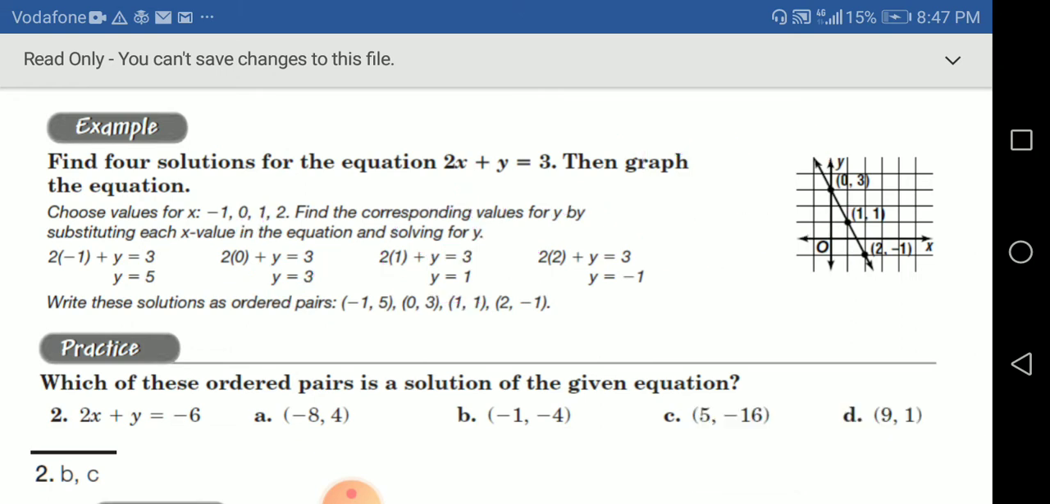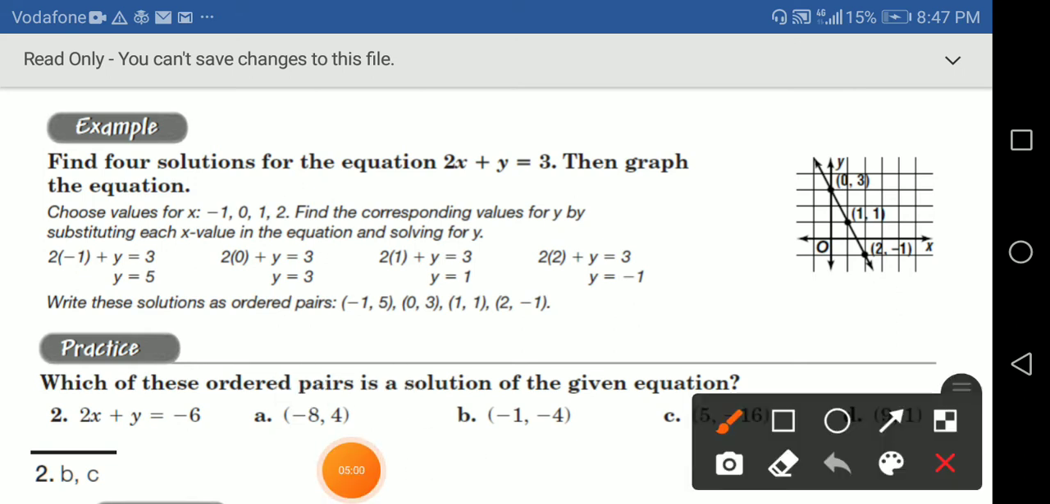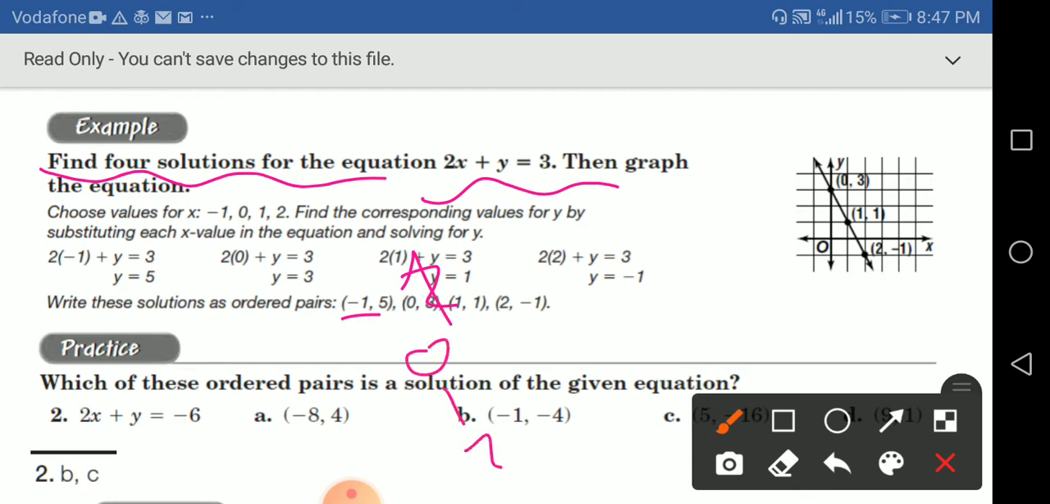So what I'm doing here? It asks me to find 4 solutions for the equation, then graph the equation. So I'm going to get the 4 solutions for x values of negative 1, 0, 1, and 2.